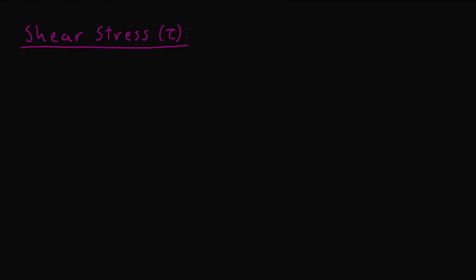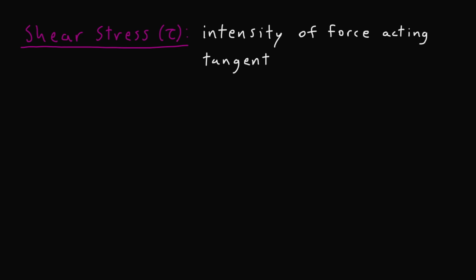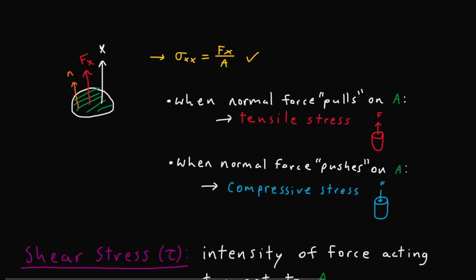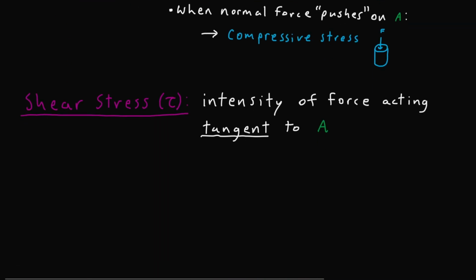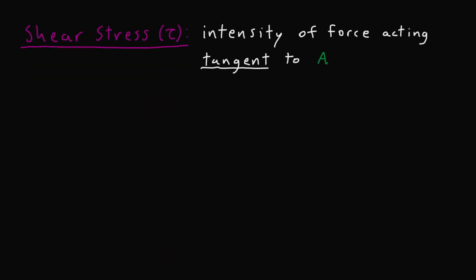Now, another type of stress is shear stress, represented by the Greek letter tau. And again, since this is a stress, it is the intensity of a force, but this time one that acts tangentially to an area A. So again, previously, normal stress was of a force that acts normal to the area, and this time it's tangent to the area. And so let's go over a visual example so that we can see what a tangent or shear force would look like.